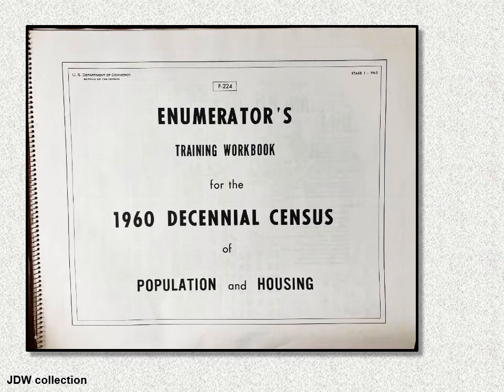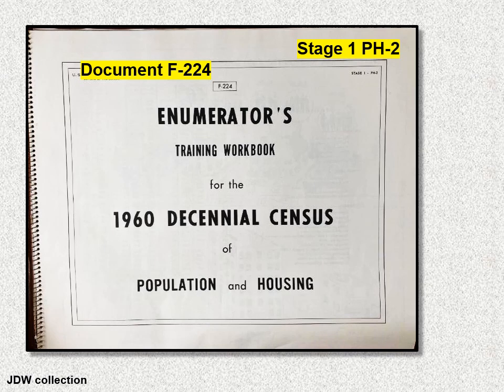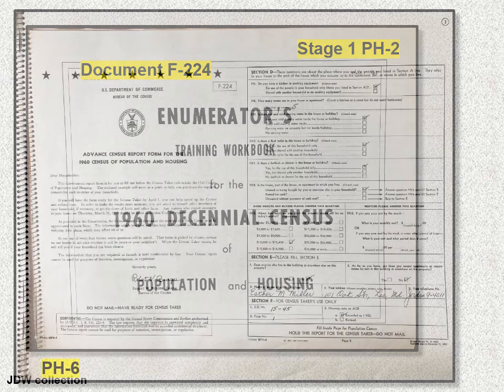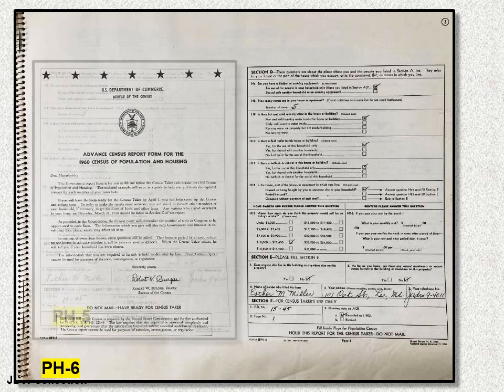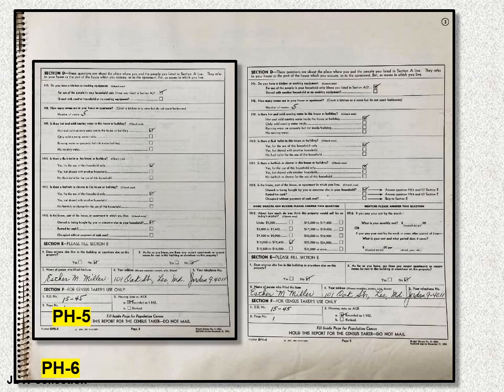So this is another training workbook. It has a different number. This is PH2, and this is for larger cities. So they're going to ask more information here. And I'll show you that they're asking more information. This is form PH6. This is the one I just showed you, PH5.